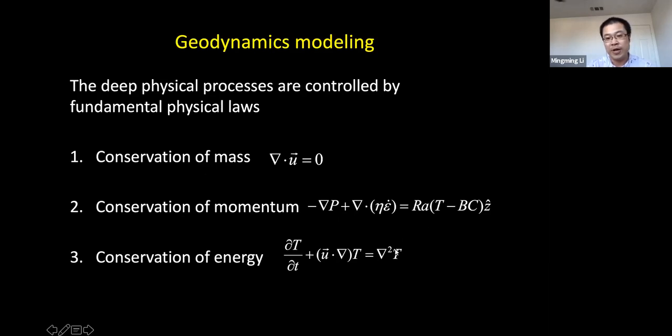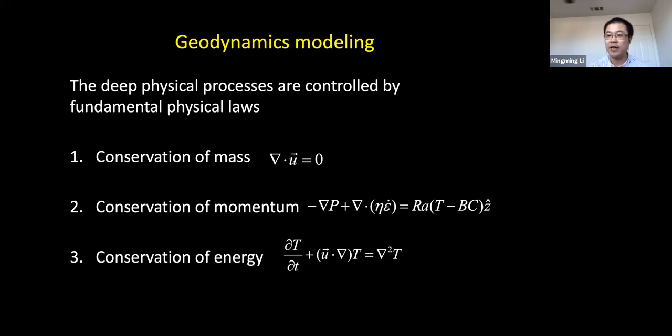These 3 equations link a lot of physical properties together. U is velocity, the mantle flow velocity. P represents pressure. Eta is viscosity. The strain rate appears too, and Ra is the Rayleigh number. T is temperature, and the BC are boundary conditions related to convection. So we can see there are several important physical parameters here, and each of these parameters is a function of both space and time. You can imagine that solving these 3 equations by hand with pencil and paper is very difficult or almost impossible, unless you make lots of simplifications to these equations.